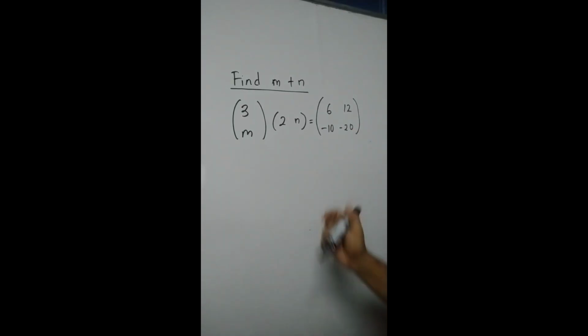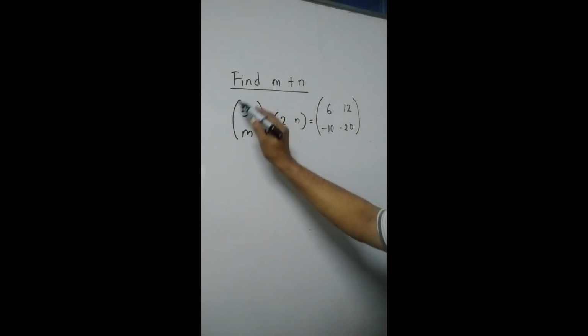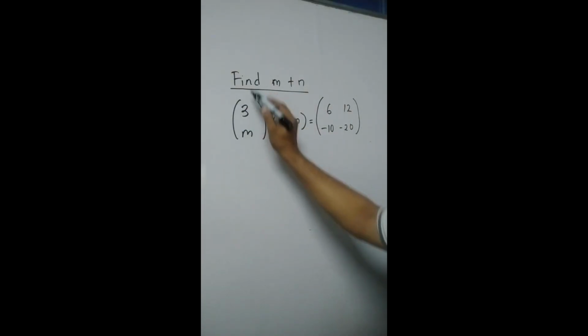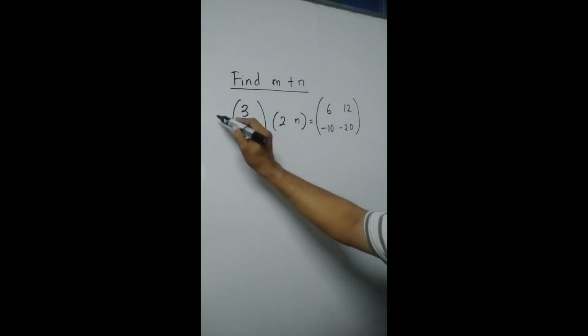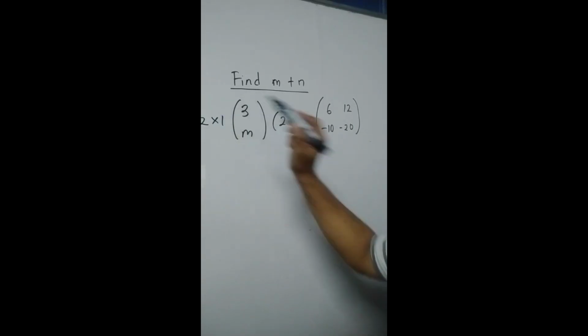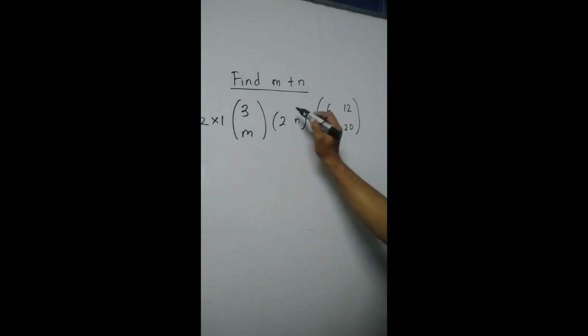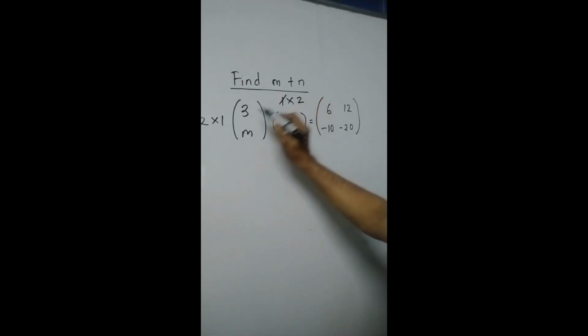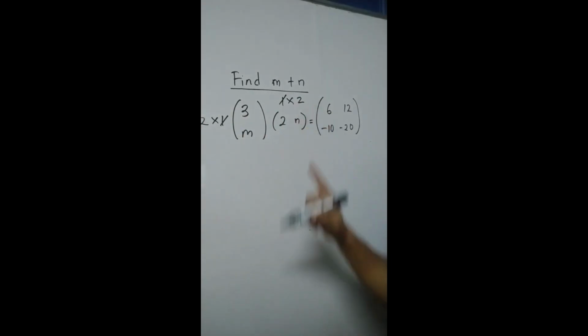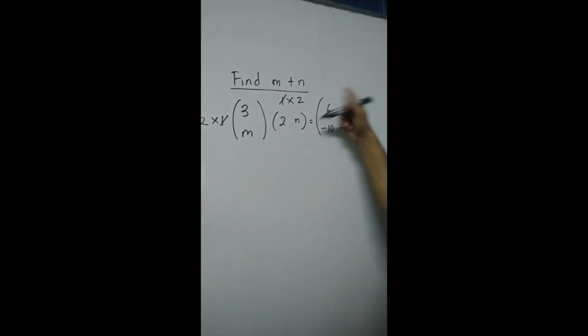So what you do here is, the order is 2 rows and 1 column. 2 times 1 matrix. This is 1 times 2. So this 1 and 1 will be cancelled off, so you will get a 2 times 2 matrix, which is this.